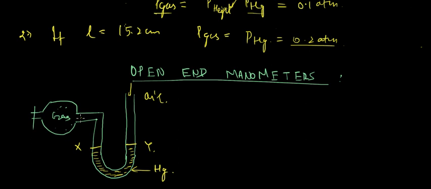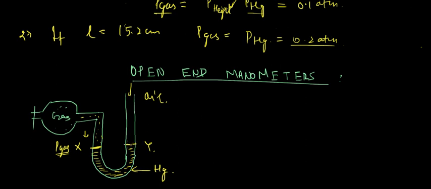And this is the pressure of gas which is exerted on the surface of mercury at point X. So this is P of gas exerted. So let's say the heights of the mercury at point X and point Y are the same, or we can say that both are leveled, then we can say that.